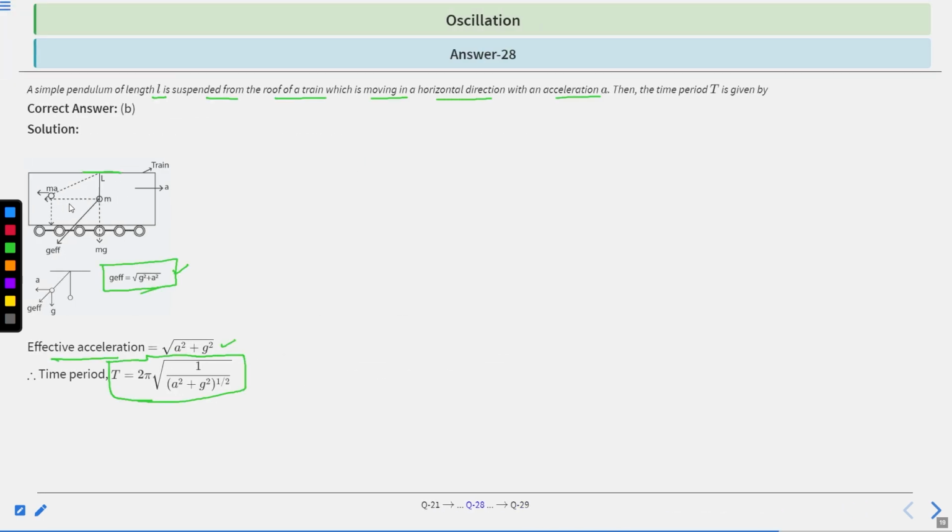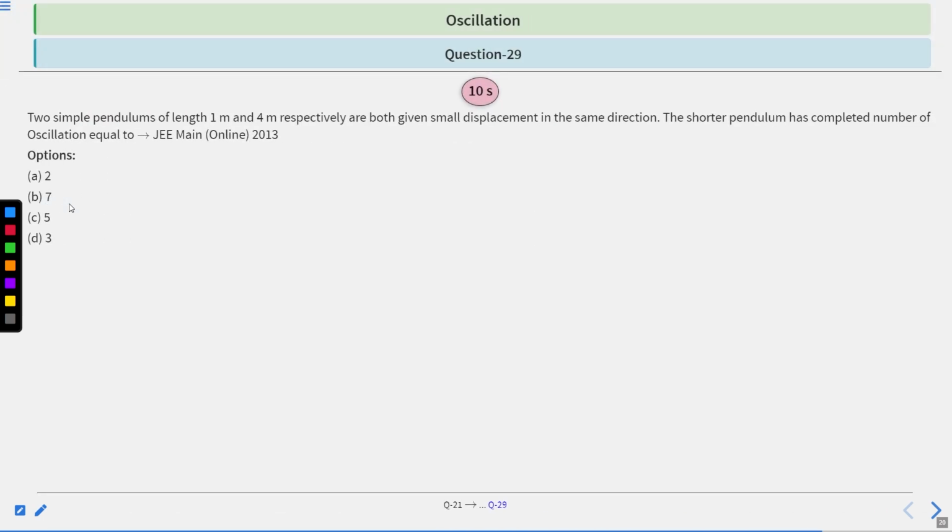Next question, question 29. Two pendulums of length 1 meter and 4 meter respectively are both given small displacement in the same direction. The shorter pendulum has completed number of oscillation equal to what? Given options: option A 2, option B 7, option C 5 and option D 3. Which one is correct? You have 10 seconds to solve this question. After 10 seconds, we will provide the solution of this question.